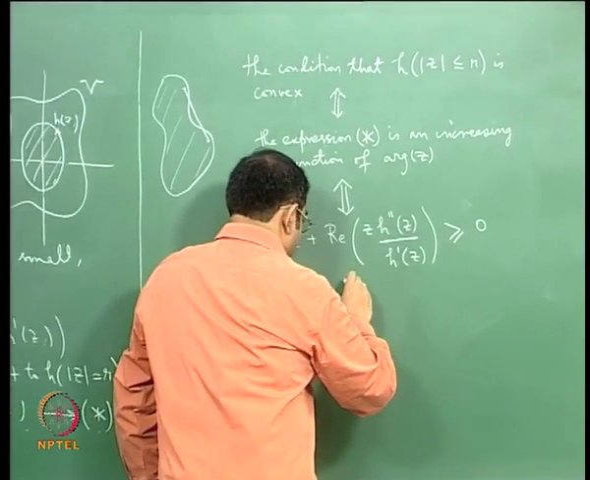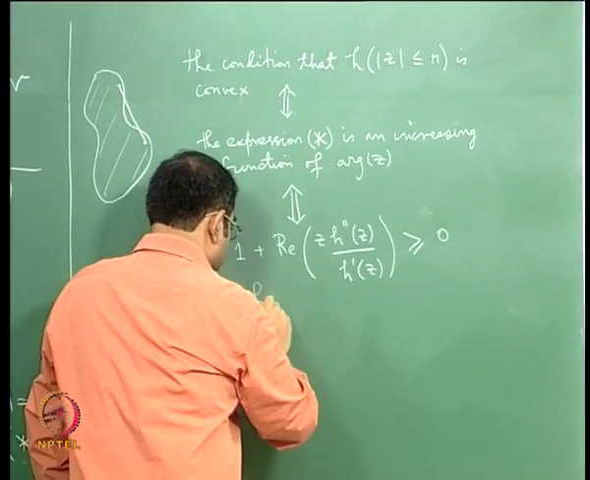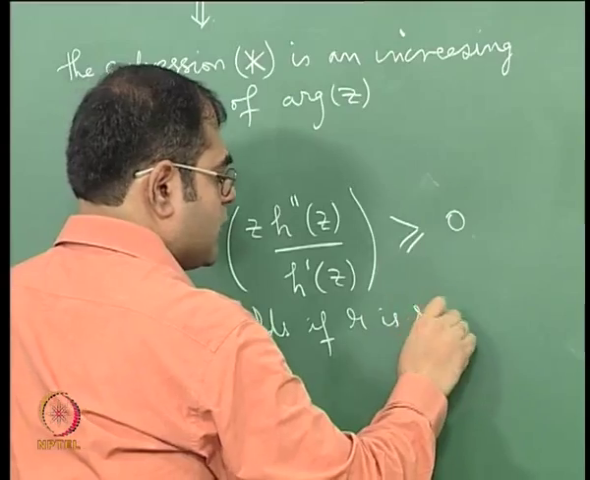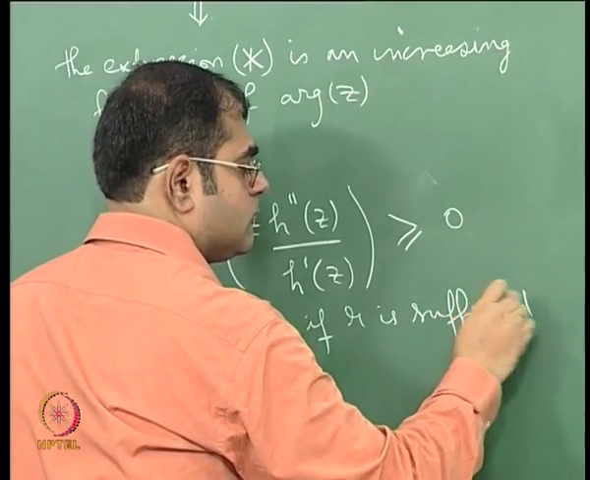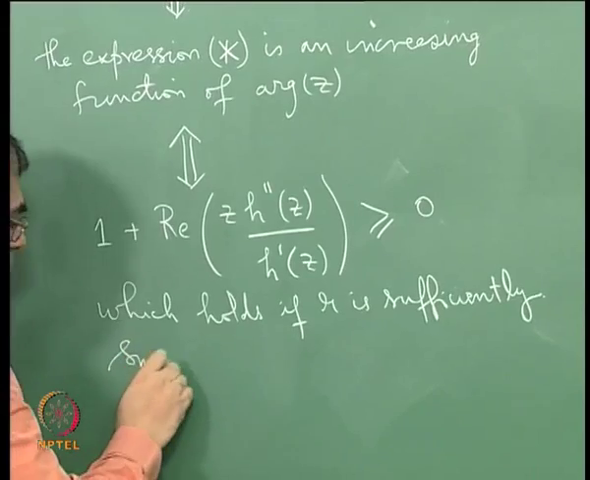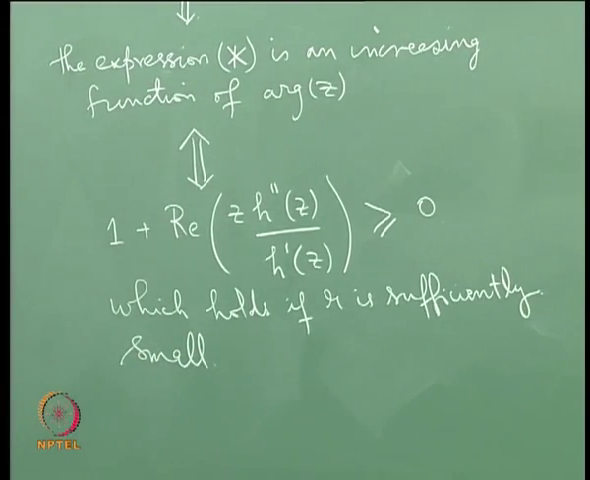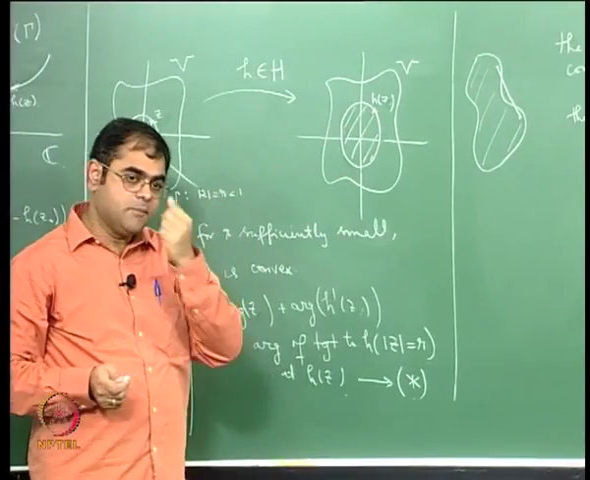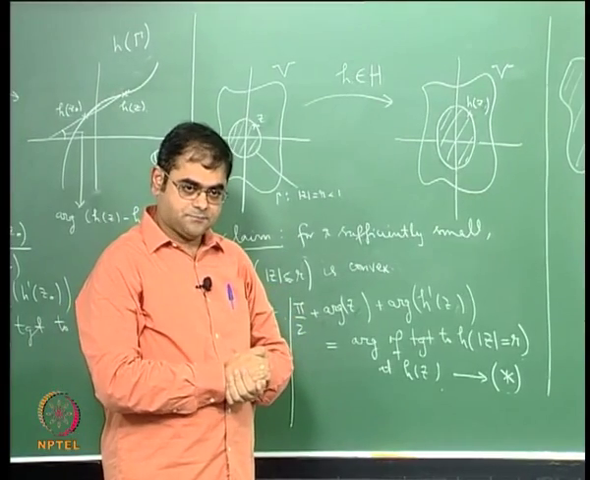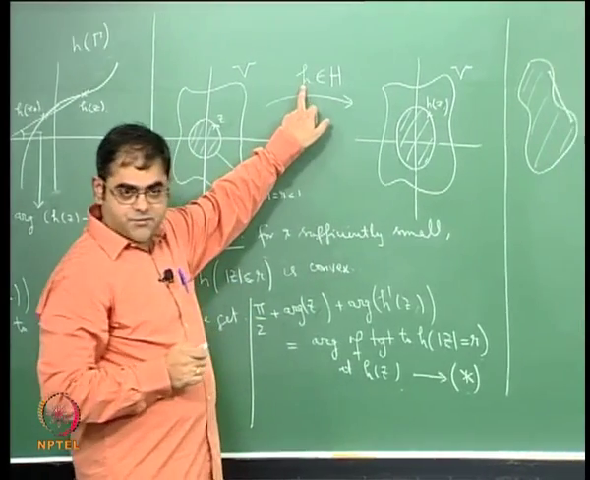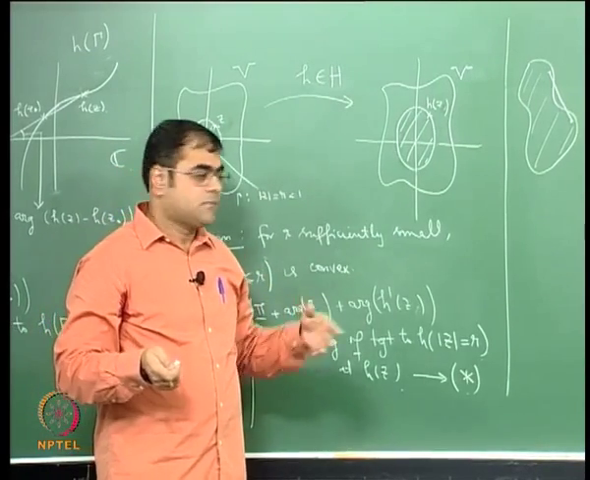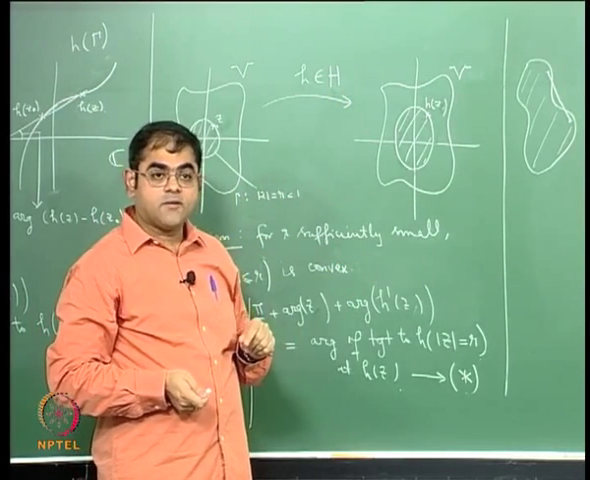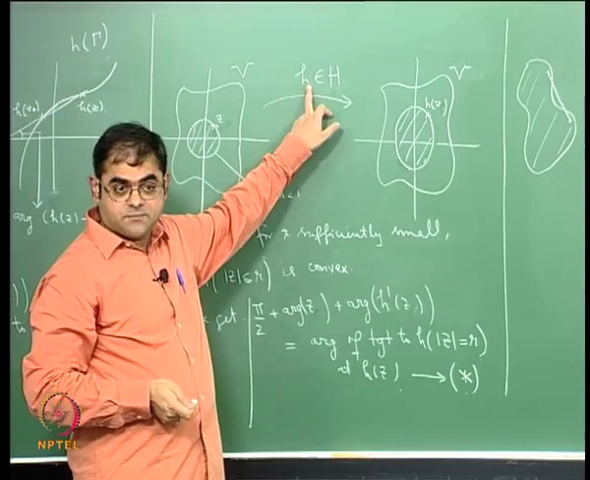So let me write this, which holds if r is sufficiently small. That means you take a sufficiently small disk, then the image of that disk here will be a convex region. And this is for a given h, but there are only finitely many h, because capital H is only a finite group. Therefore you can pick an r which will work for every element of the group H, okay.